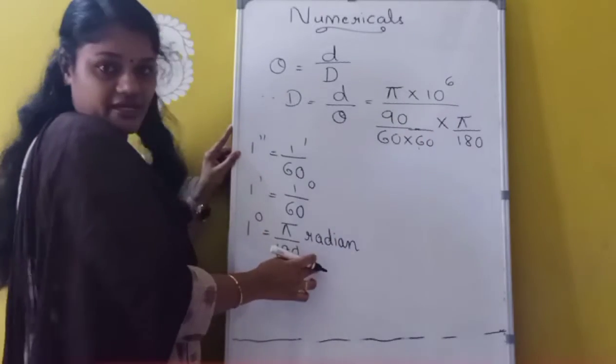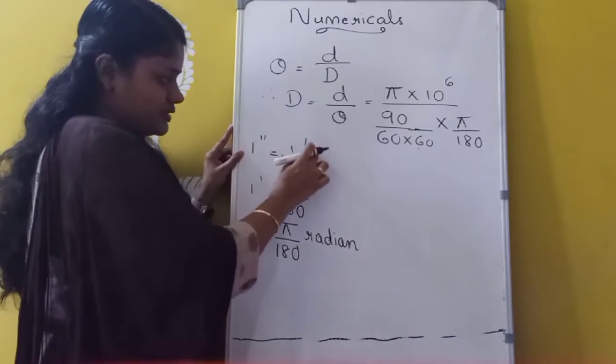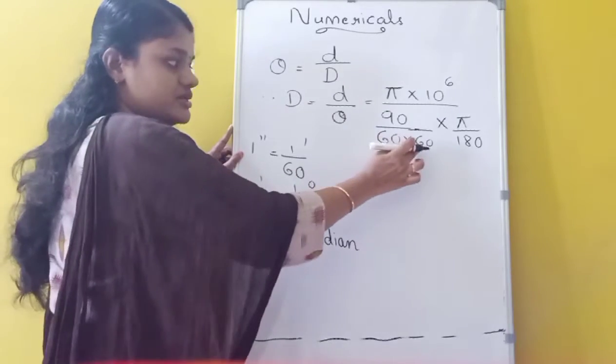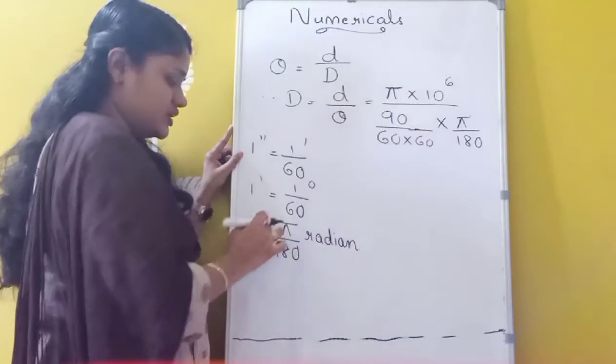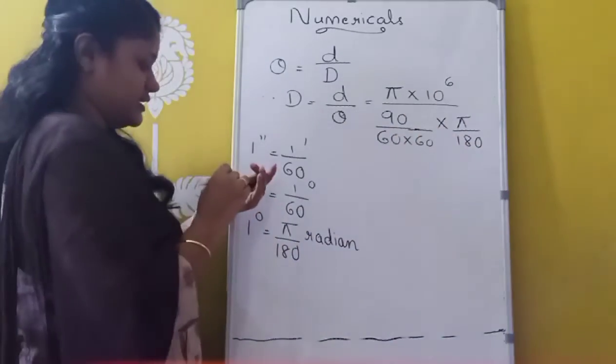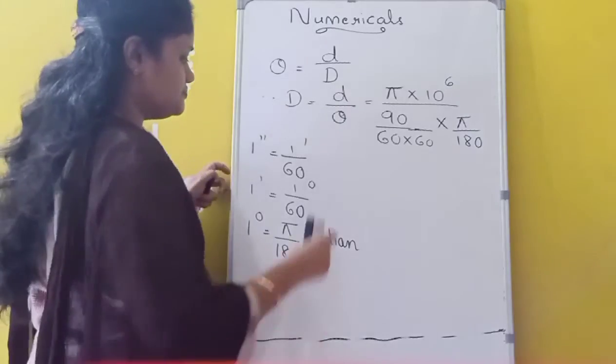we are converting into radians. So first of all, seconds into minutes means you have to divide by 60, and again one more 60 we are dividing, we can convert into degrees. Then again you have to multiply by pi by 180, we are converting into radians. Now we can cancel the terms.